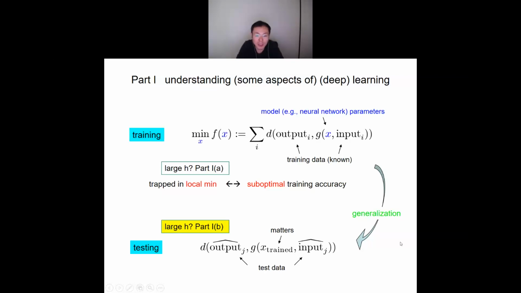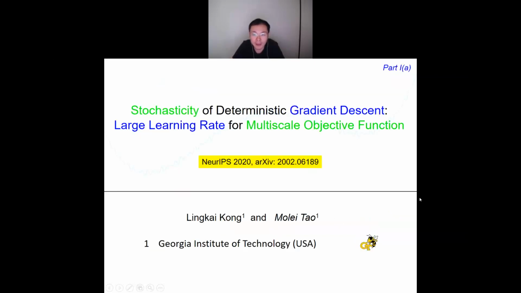And in part 1b, I want to argue that if you use a large learning rate, you can actually converge to a point that generalizes well, generalizes better than other points. So that's roughly speaking the plan for part 1. And let me start by telling you more details.